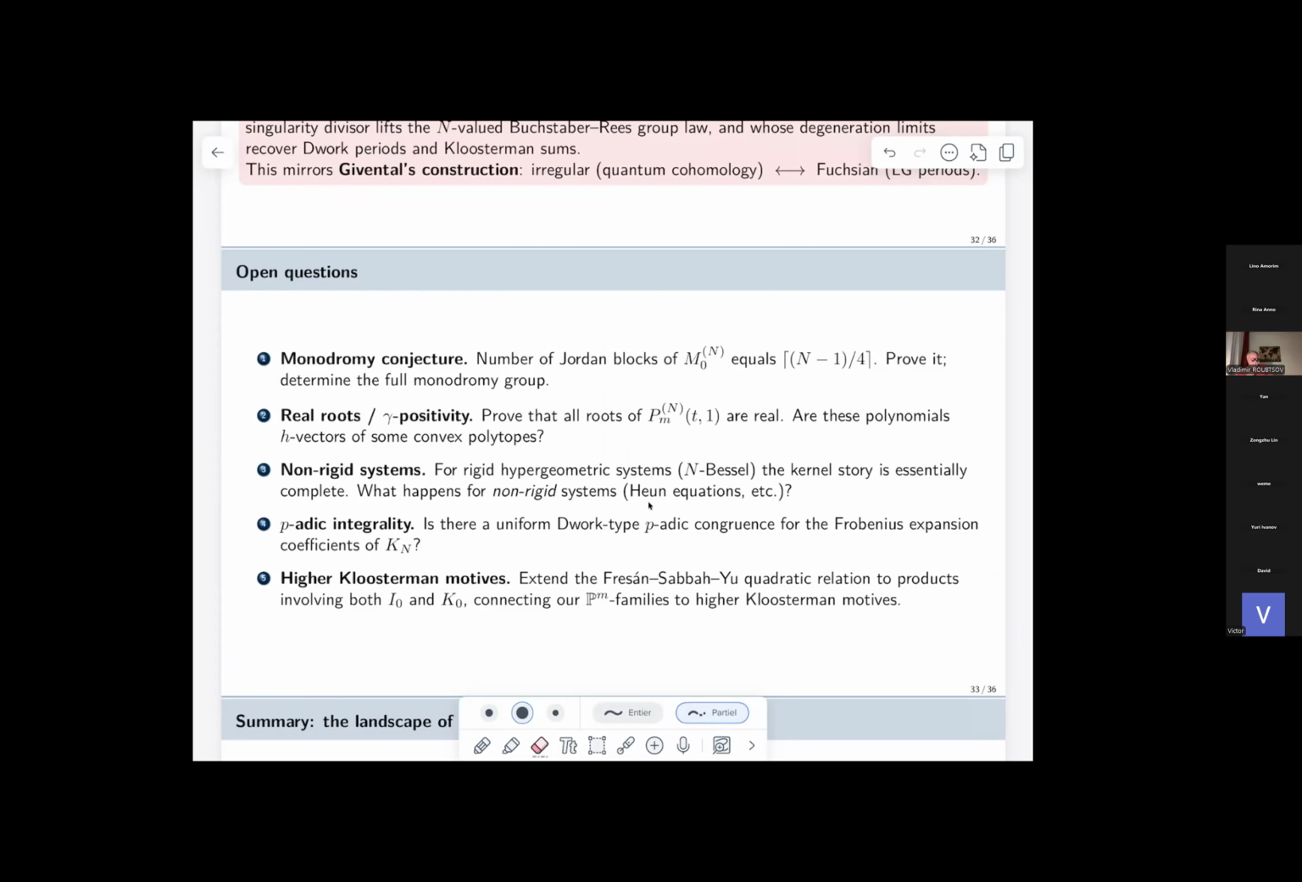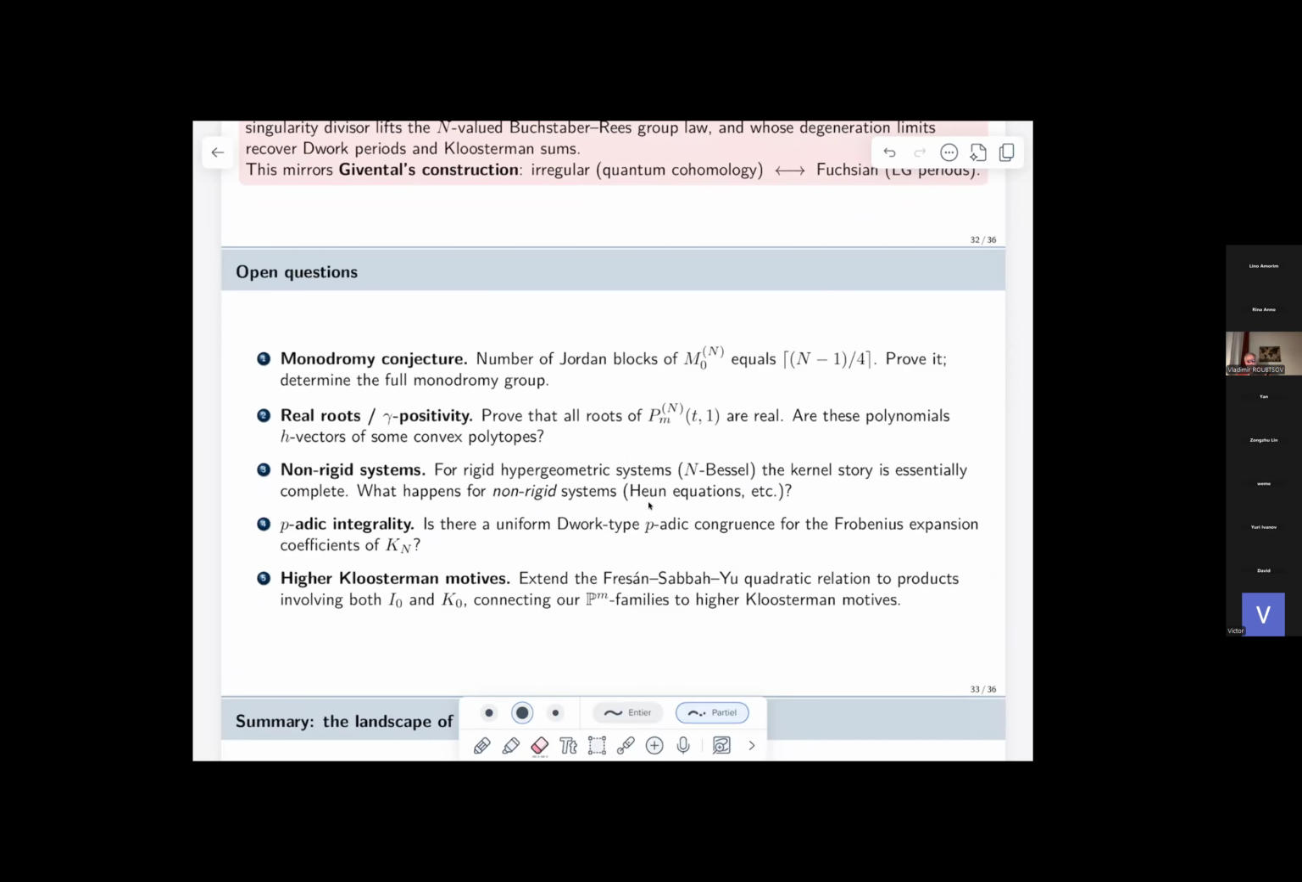And so I'm pretty sure now that if I compute the spectral sequence, the E1 term for any n, then I will prove my conjecture in full generality. In contrary, the positivity of gamma vectors and the realness of roots of polynomials which relate to my kernels in different representation, I proved.